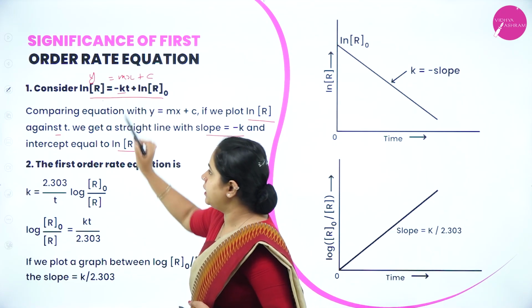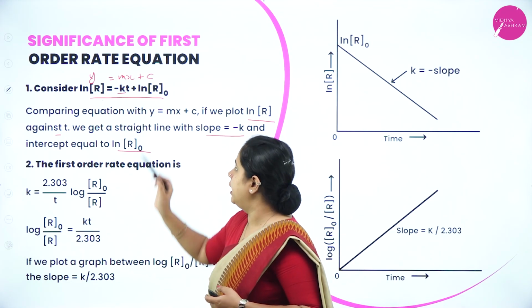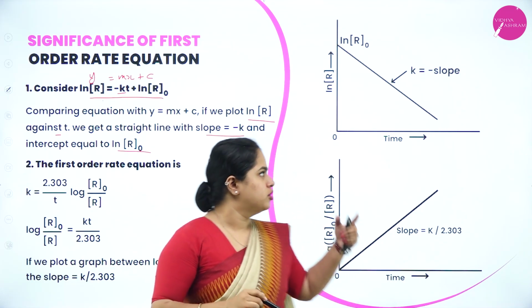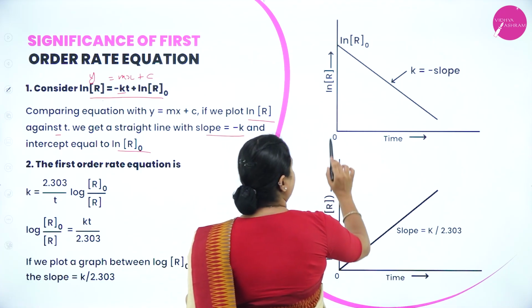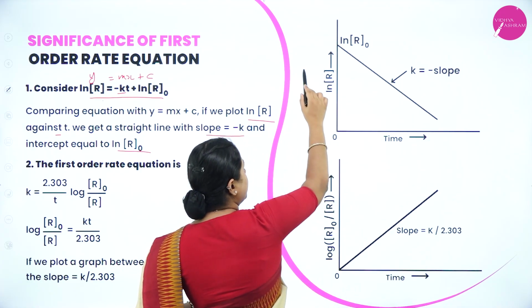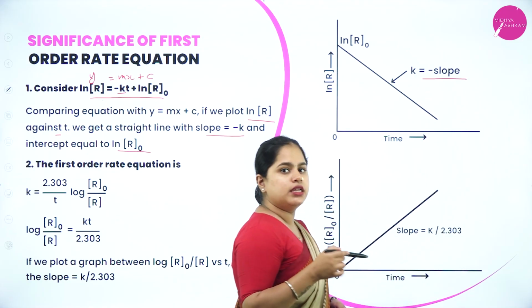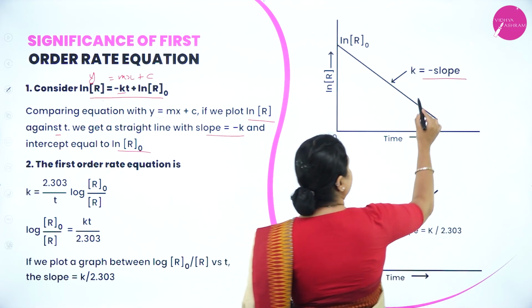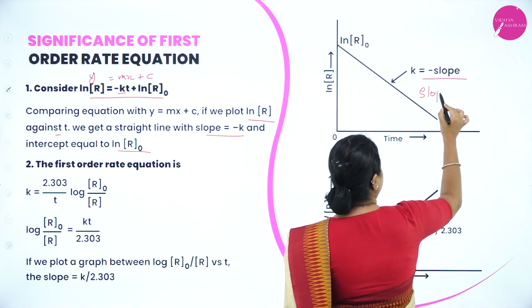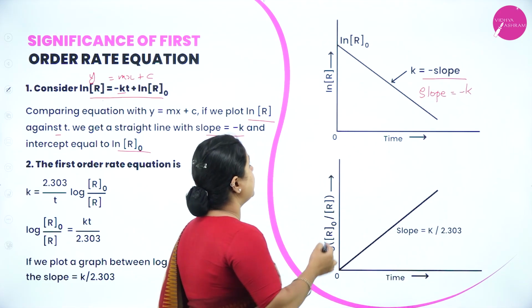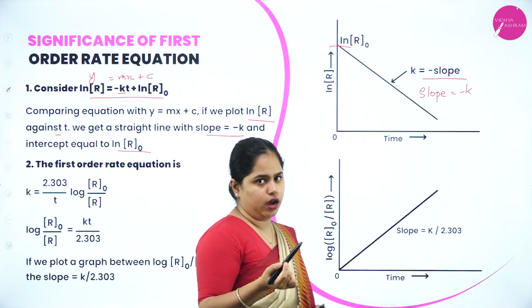You have the minus k. So slope is minus k. X is what? T. And y-intercept c is ln R0. So if you plot a graph, what you will get? ln R versus time. If you are plotting a graph, you will get a slope like this, and the k will be minus of slope. Or else you can also write it as, once you calculate the slope, you will get minus of the rate constant, right? And the y-intercept will give you ln R0.